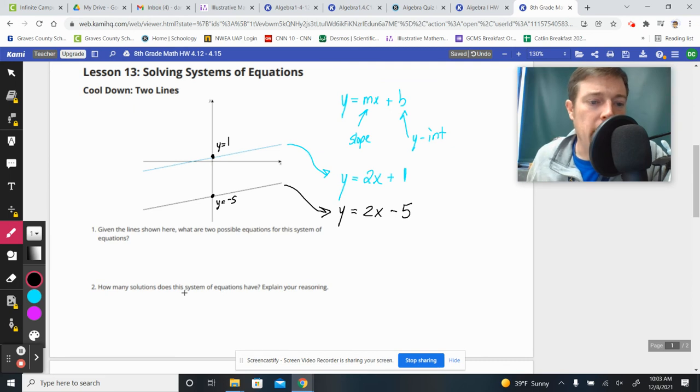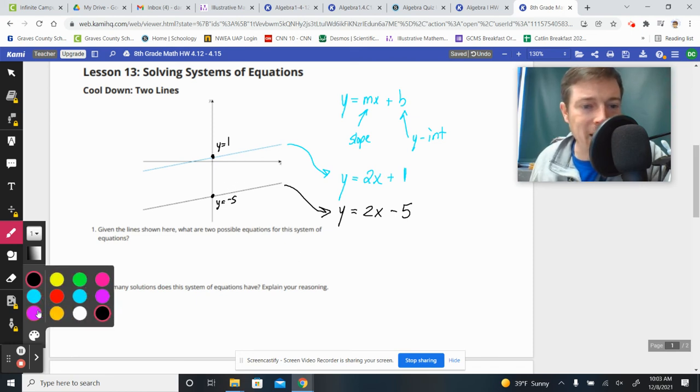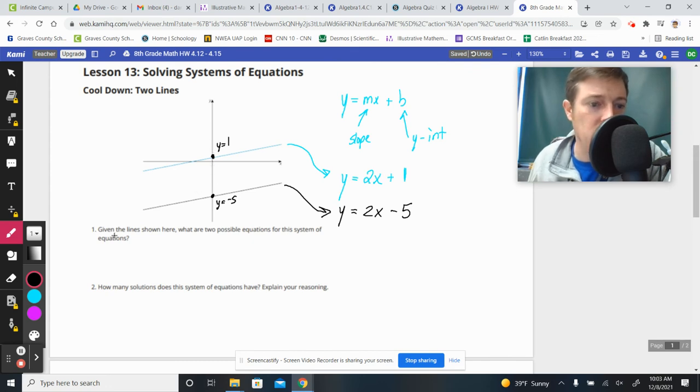And then on number 2, how many solutions does this system of equations have? Okay, we can explain our reasoning here by saying there will not be any because they're parallel and they're never going to cross each other. You could also prove it with a little algebra and say that 2x plus 1 is never going to equal 2x minus 5, because whenever you subtract 2x from both sides, you're left with this statement, which is false, right? So there's never going to be a pair of x and y's that solve both of these equations, that work for them both, because they're never going to cross each other. They're parallel. And when we set them equal to each other, they make a false statement.